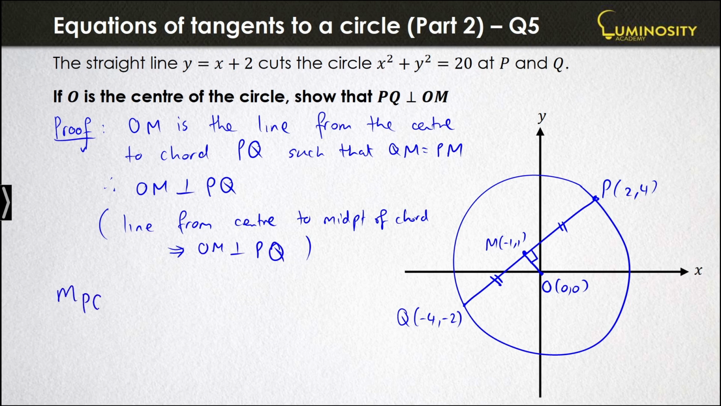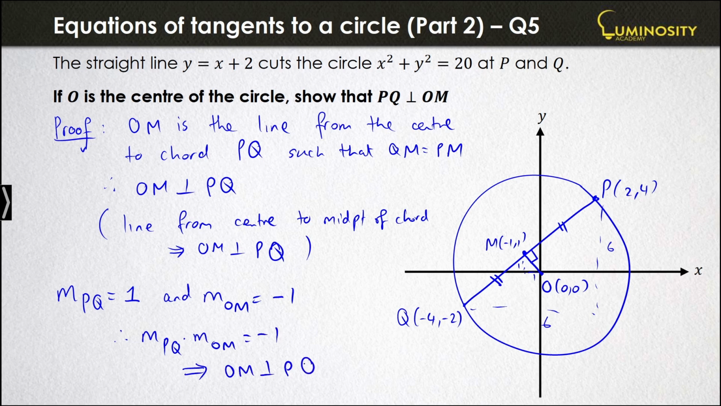The gradient of PQ, if we work that out, goes up by 6 units and across 6 units. Because it's a positive gradient, the gradient is 1. And the gradient of line OM, again, you can see it's a negative gradient. It goes down by 1 and moves across by 1, so it's negative 1. So if I multiply these gradients together, I get negative 1. Therefore, that means that those two lines are perpendicular as well. So there's one of two ways you can go ahead and prove that those two lines are perpendicular.